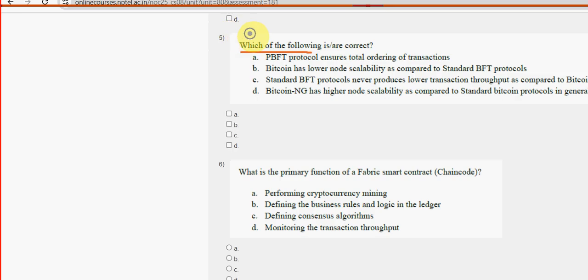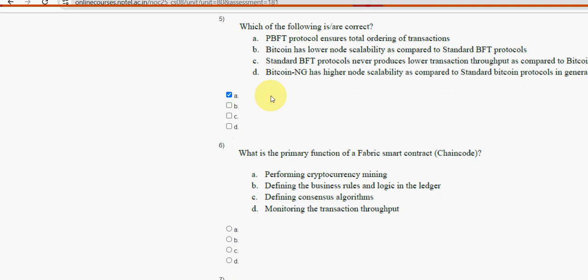Which of the following is/are correct? Fifth question. So for the fifth question, we are going with the first option, guys: PBFT protocol ensures total ordering of transactions. Next, sixth one.